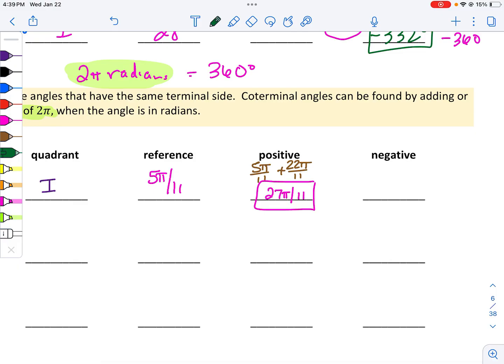Now, to find the negative coterminal angle, we're going to do the same thing, but instead of adding, we're going to subtract. So I'm going to take 5 pi over 11 and subtract 2 pi, and in this case, 2 is the same as 22 over 11. So 5 minus 22 is negative 17 pi over 11.